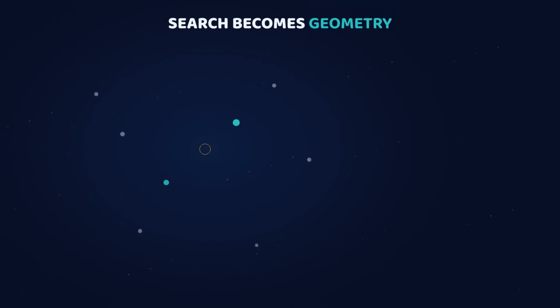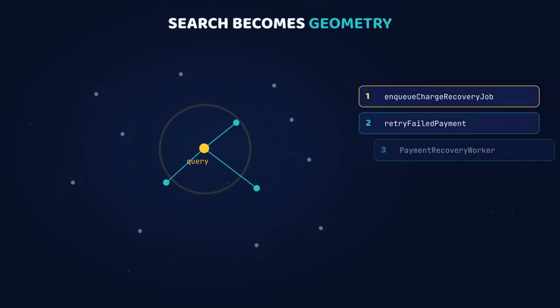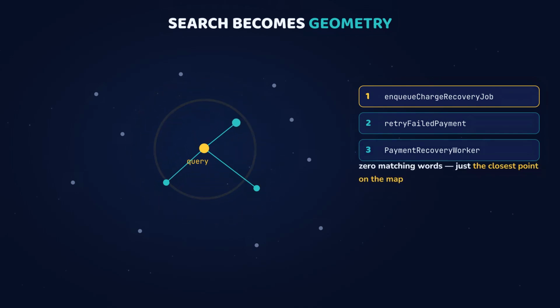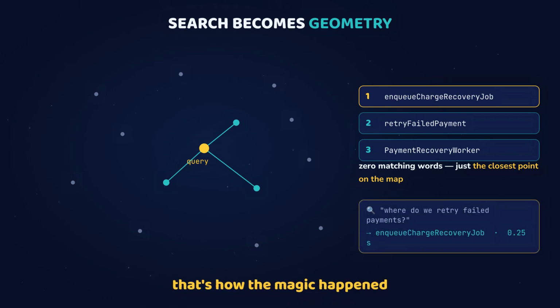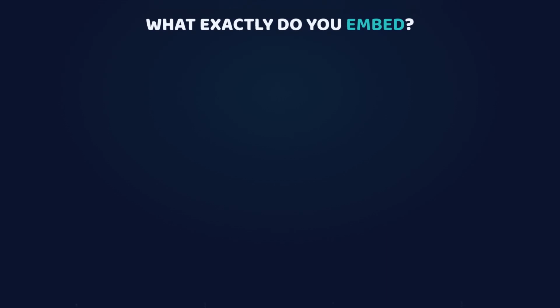Index every code chunk as a point on that map. Store the points in a vector database. And search becomes geometry. Embed the query, find the nearest neighbors. The function with 0 matching words is simply the closest point on the map. That's the trick from the opening. That's how the magic happened. But semantic search has a brutal dependency. What exactly do you embed?